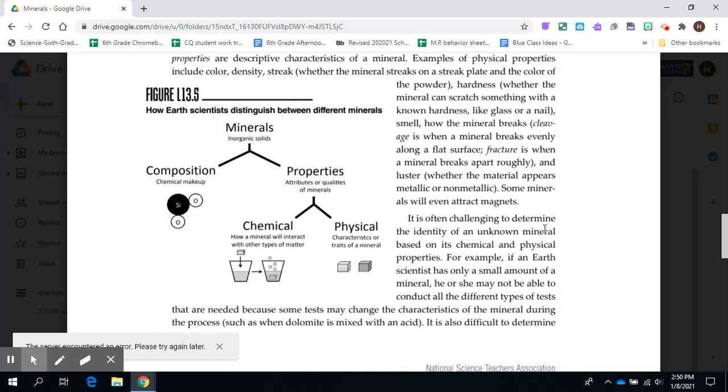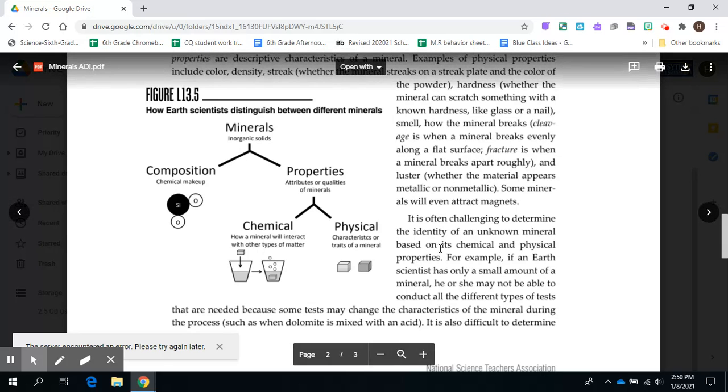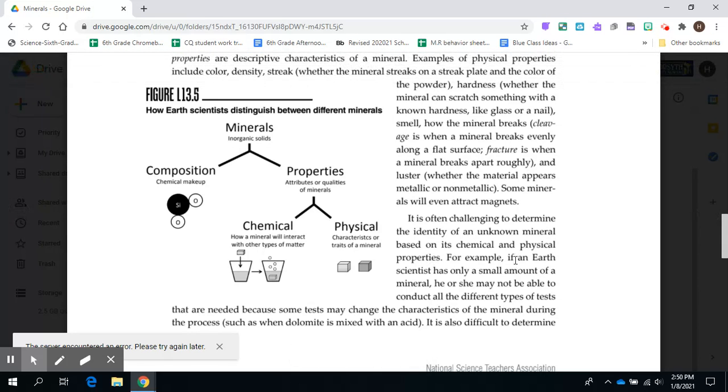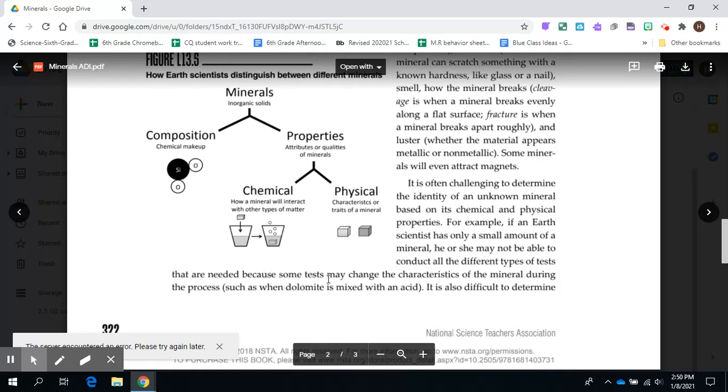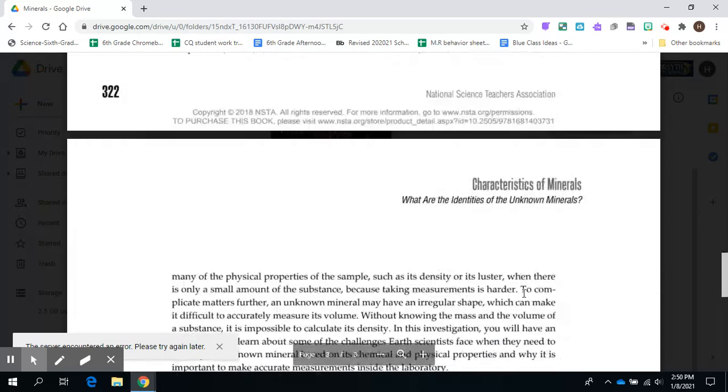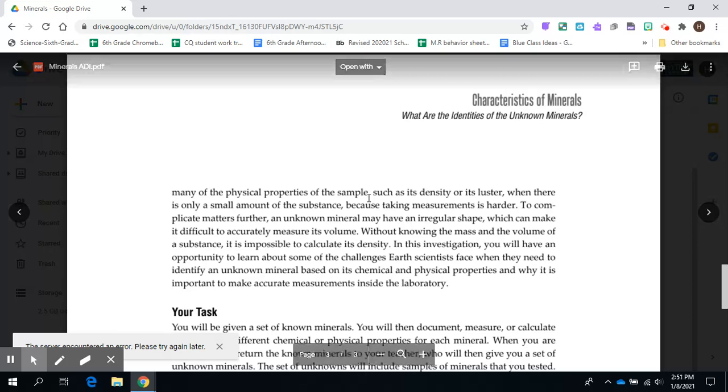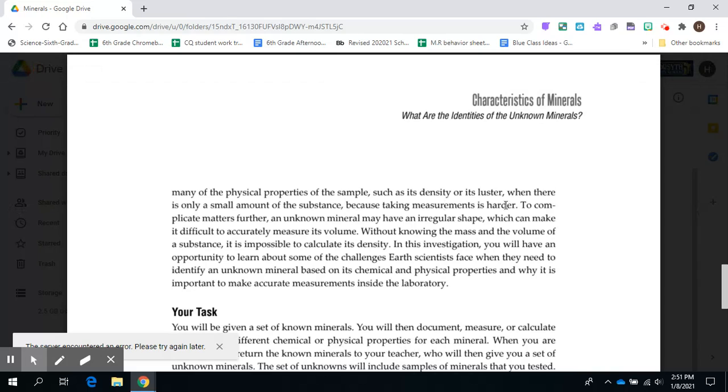It is often challenging to determine the identity of an unknown mineral based on its chemical and physical properties. For example, if an earth scientist has only a small amount of mineral, he or she may not be able to conduct all the different types of tests that are needed because some of the tests may change the characteristics of the mineral during the process. It is also difficult to determine many of the physical properties of the sample, such as density or its luster, when there's only a small amount of the substance because taking measurements is harder. So we're definitely going to give you samples that are bigger and chunkier and that you can actually do all these physical tests to. We're not going to do any chemical tests because we don't have the resources for that.